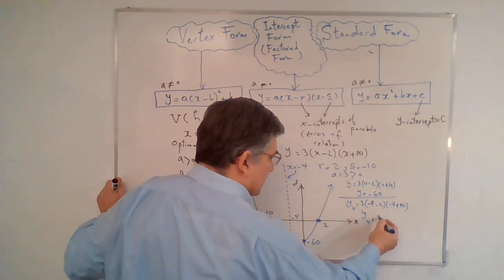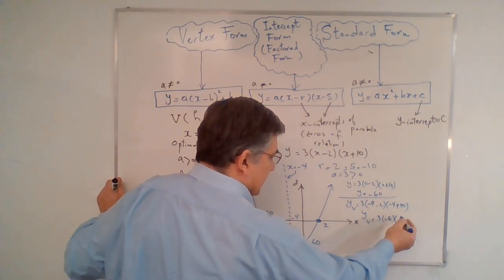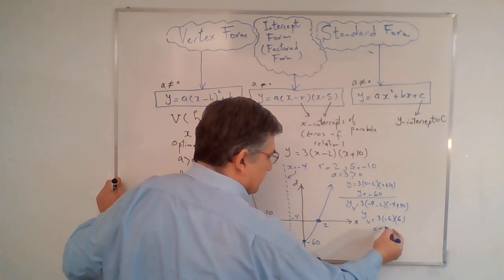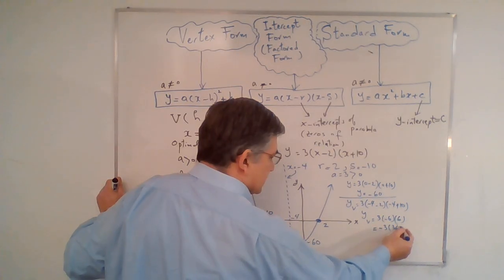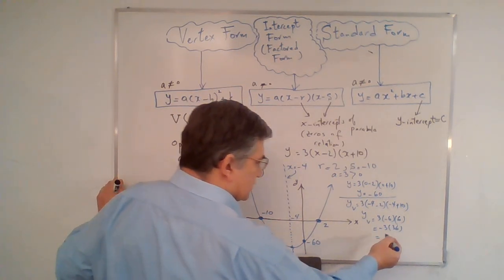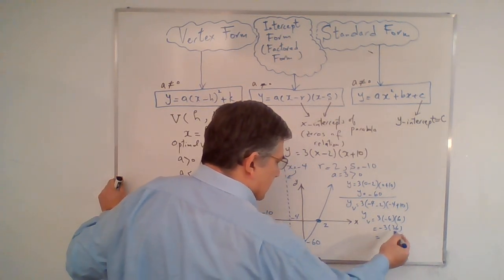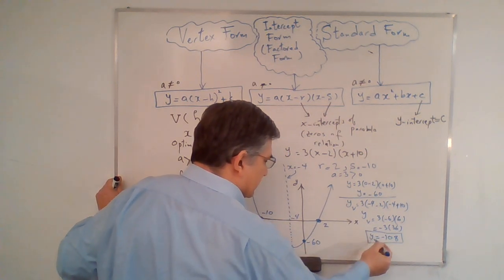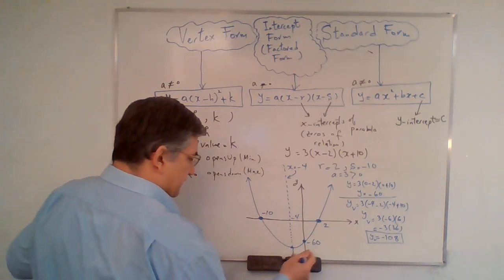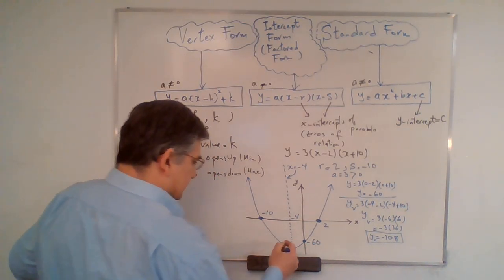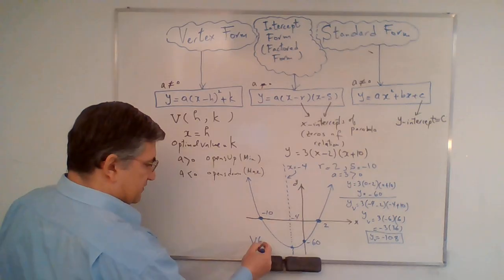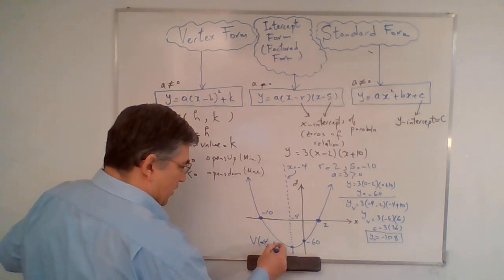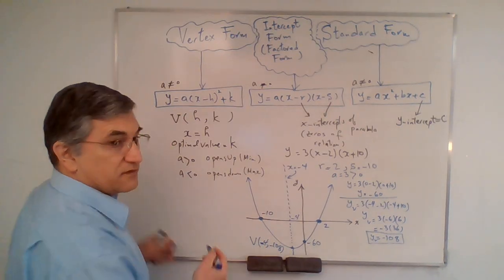So that gives me 3 times negative 6, and that is positive 6. So that will be negative 3 times 36. You do the math using a calculator, that's going to be negative 108. So this is the y-coordinate of the vertex right here. So I can tell that the vertex is located at negative 4, comma, negative 108. That's the coordinates of the vertex.